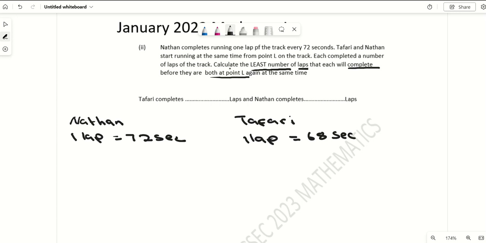Now, if they ask you for the least, let's put L. Common, they want the common point, right? So they want to find the lowest common, and I'll just put M. So basically, they're asking you for the lowest common multiple of 72 and 68. So when they say calculate the least number of laps that each will complete before they're both at the same point, we want the lowest common multiple of 72 and 68, right? And that will tell you how many seconds.